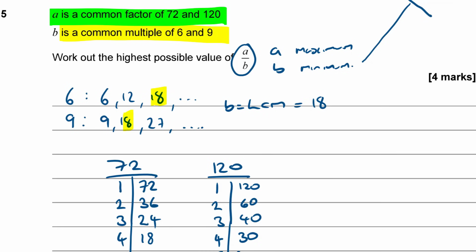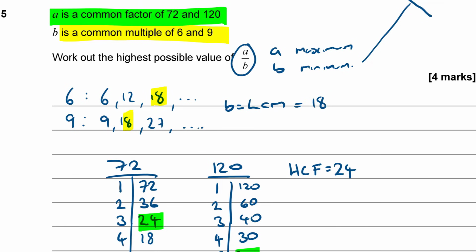So we want the HCF of those two numbers. We want A to be as big as it can be, so it's going to be the highest common factor of those two. So looking through my list, 72, no, 36 is my next biggest. That isn't on my list. 24, yeah, that's on my list. So look, 24 there, 24 there. So the HCF of these two numbers is 24.